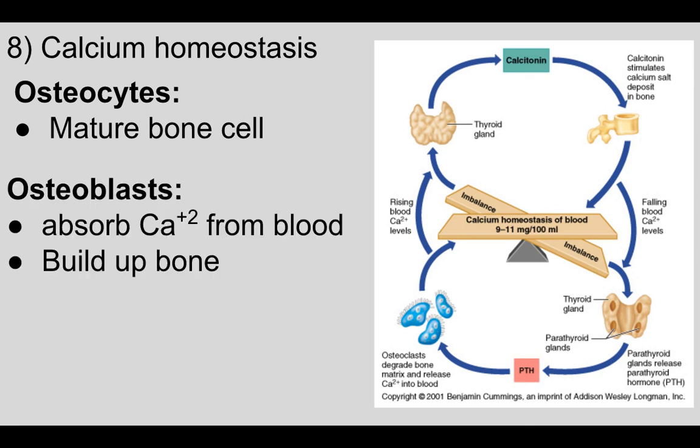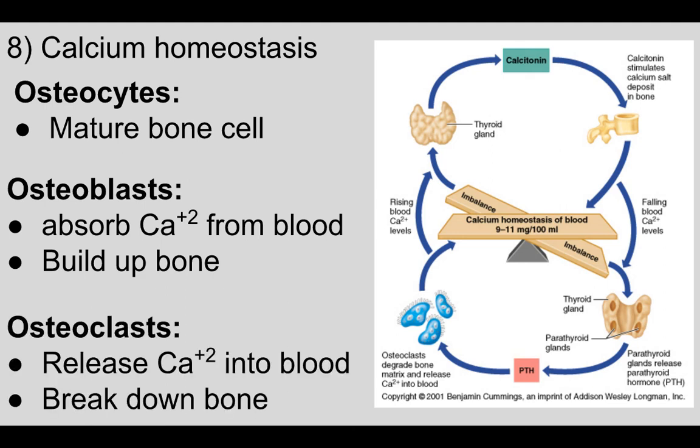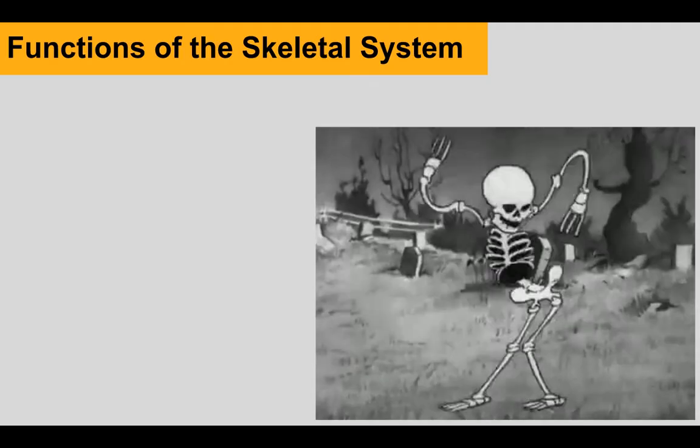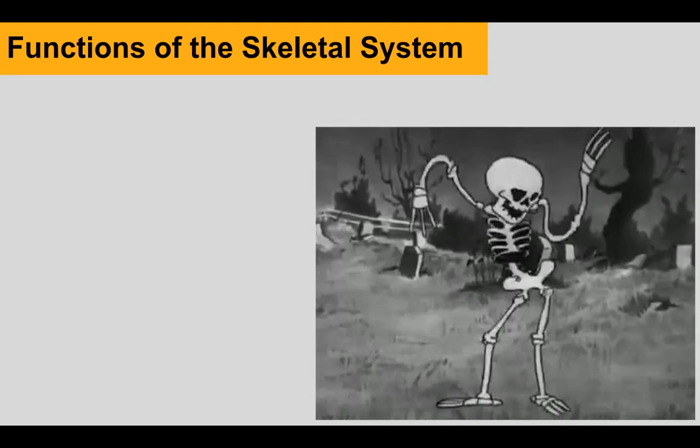Osteoblasts take calcium out of the blood in order to build up the bone. So blasts build up the bone, and osteoclasts, with the C, release calcium into the blood, which happens when bone is being broken down. So osteoclasts break down the bone. So those are our 8 functions of the skeletal system.